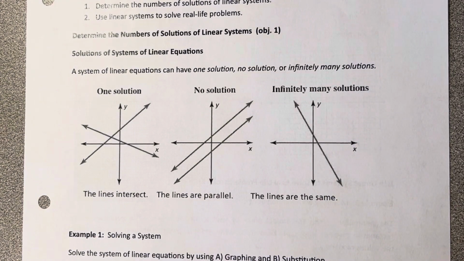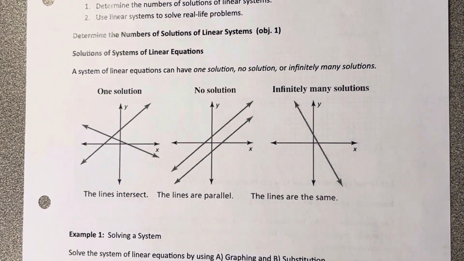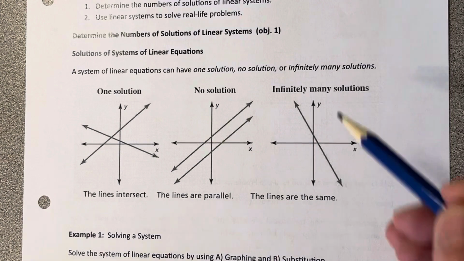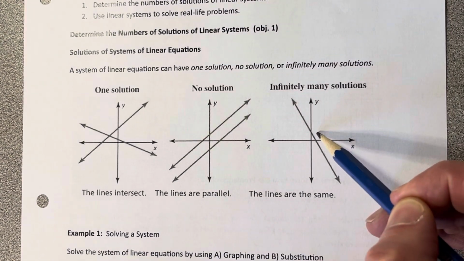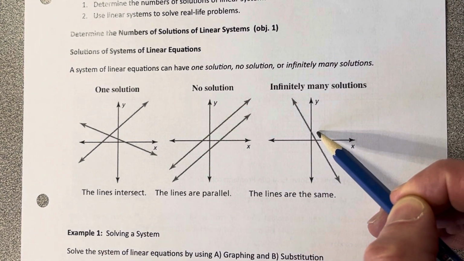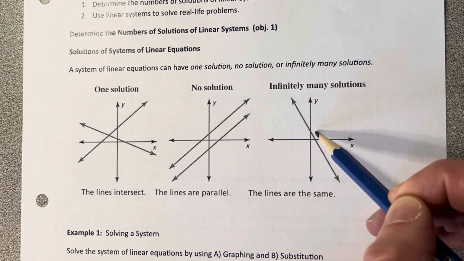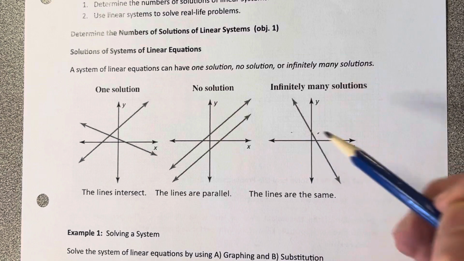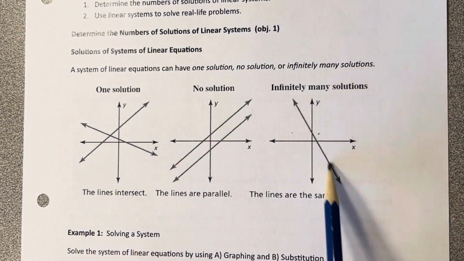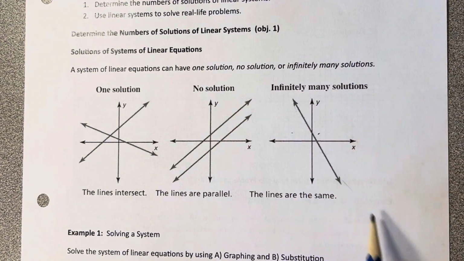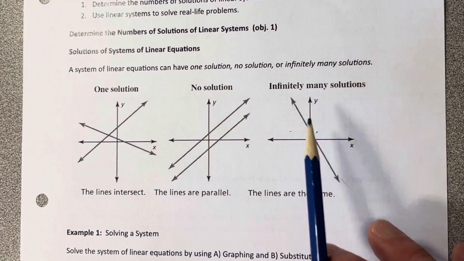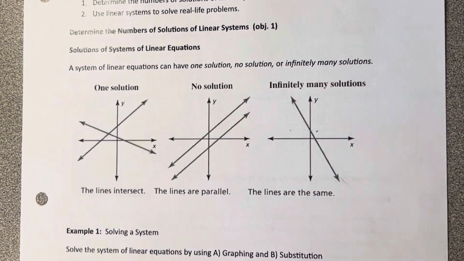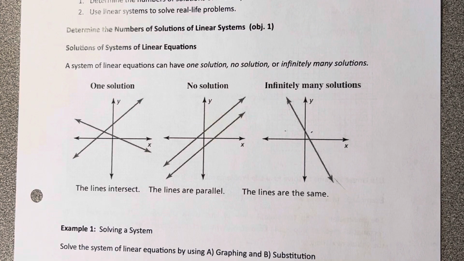We don't say all real numbers, because if you're at this point right here, you're not a solution to the system. If you're over here, you're not a solution to the system. But you are a solution to the system if you're anywhere on this line, because they overlap. They overlap continuously. So there's infinitely many solutions.